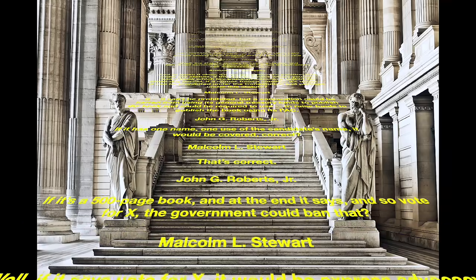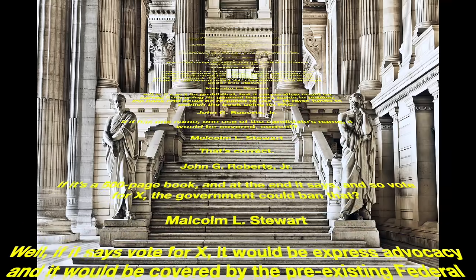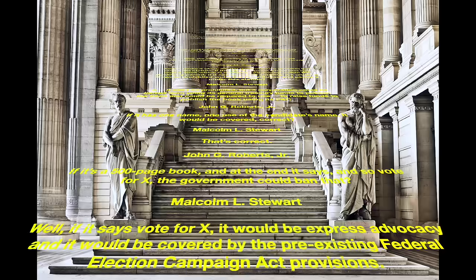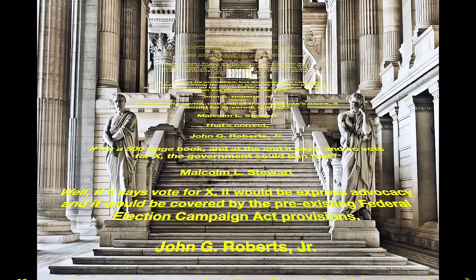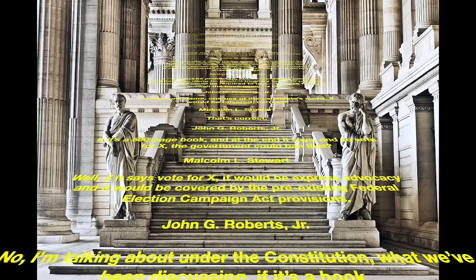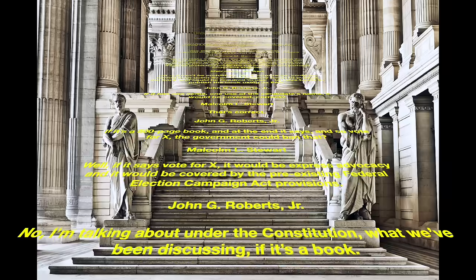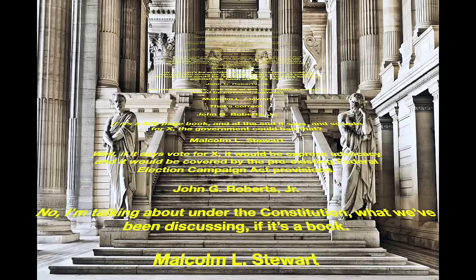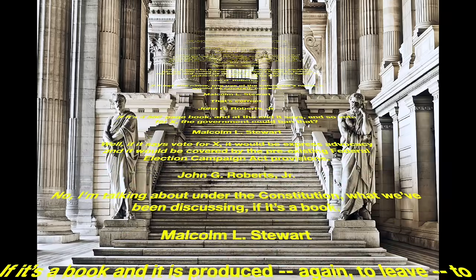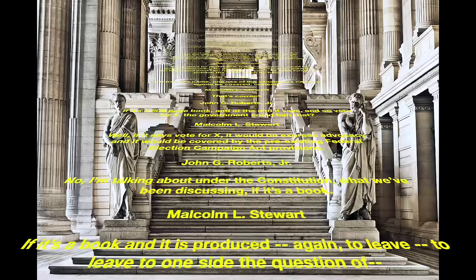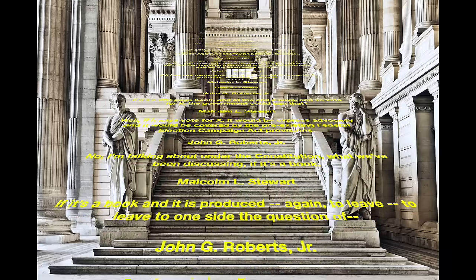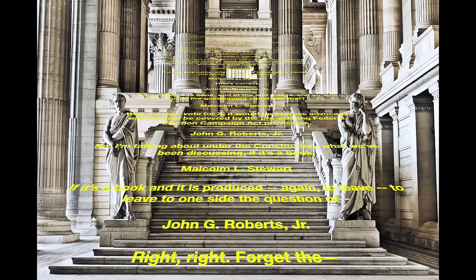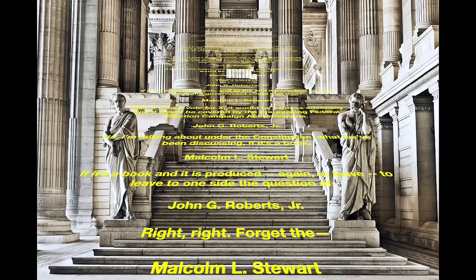If it has one name, one use of the candidate's name, it would be covered, correct? That's correct. If it's a 500-page book and at the end it says, and so vote for X, the government could ban that. Well, if it says vote for X, it would be express advocacy, and it would be covered by the pre-existing Federal Election Campaign Act provision. No, I'm talking about under the Constitution, what we've been discussing, if it's a book.